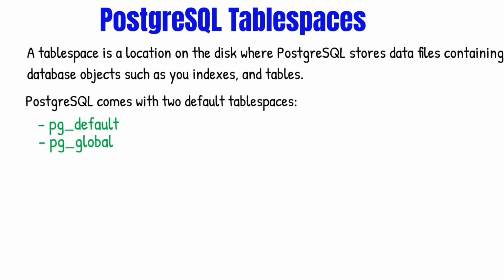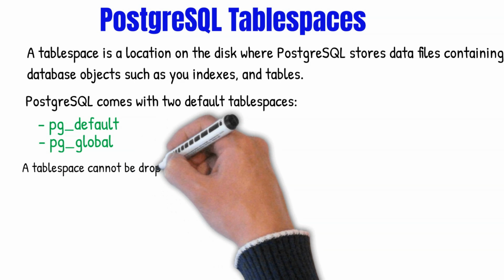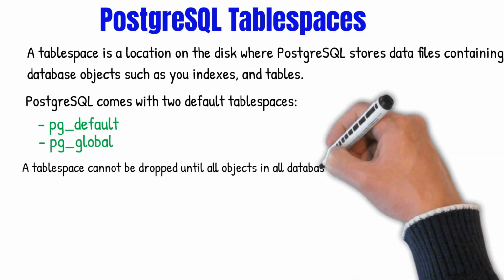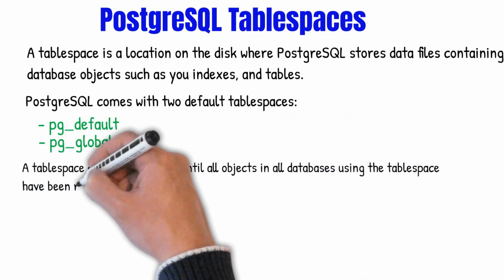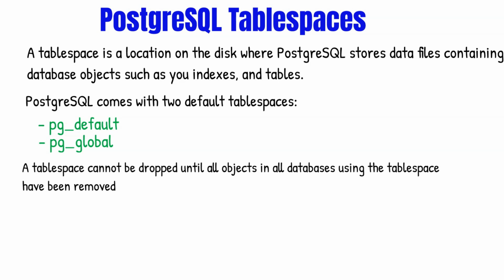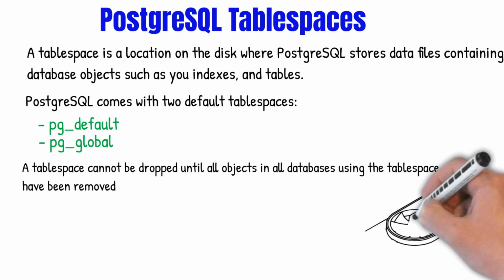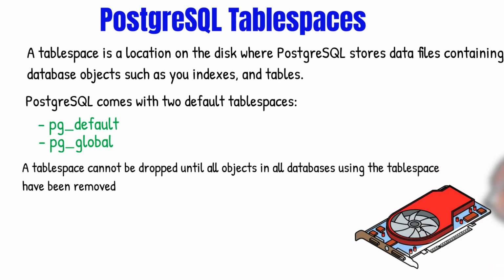Once a tablespace is created, any database can use that tablespace, given that the user has sufficient privilege to access it. This means that a tablespace cannot be dropped unless all the objects in the database using that tablespace have been removed. So tablespaces pretty much allow you to control the disk layout of your PostgreSQL database files.